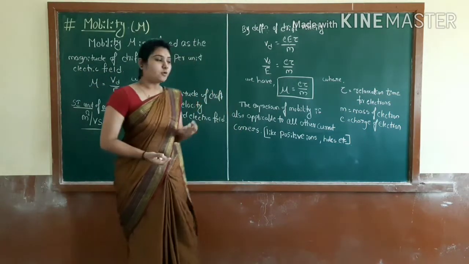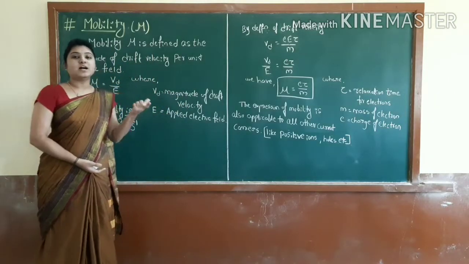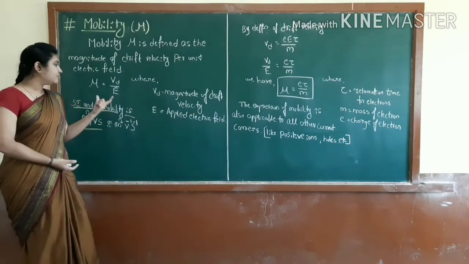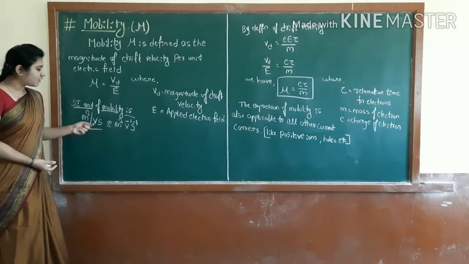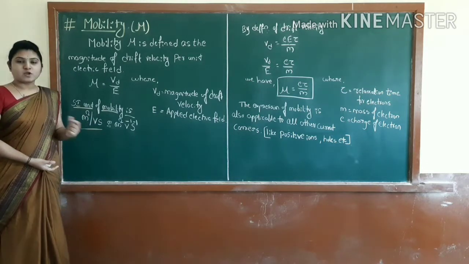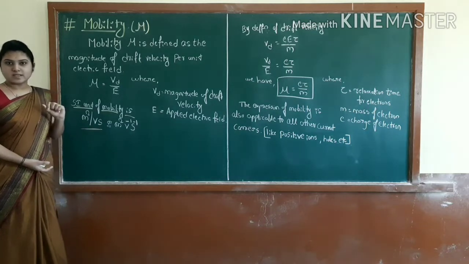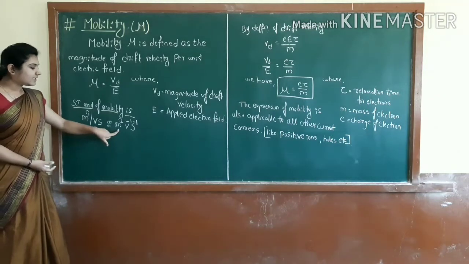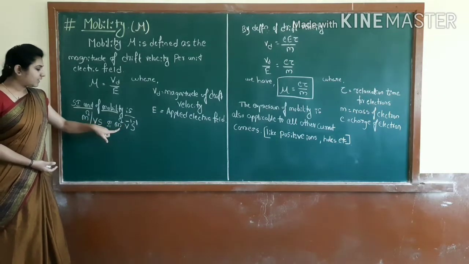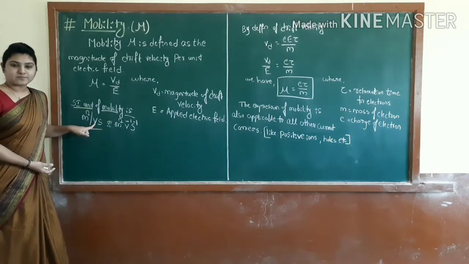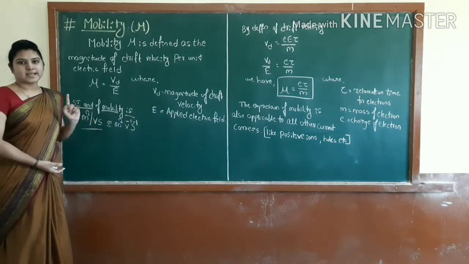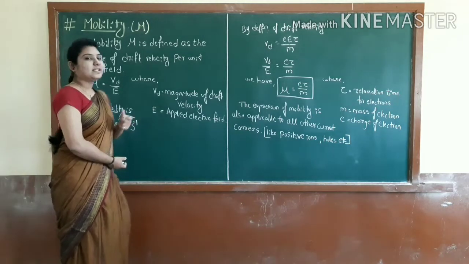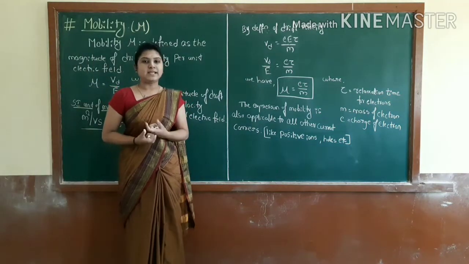Right? So here Vd is the magnitude of the drift velocity and E will be the applied electric field. Correct? So the SI unit of the mobility we can say is meter square divided by volt second. We can write it like this also: meter square in the numerator, and V and S in the denominator, that is per volt per second. Correct? This is the SI unit of the mobility.